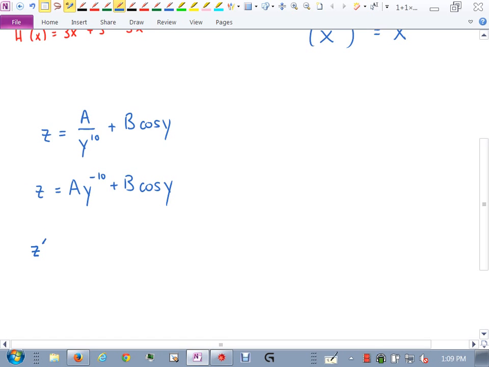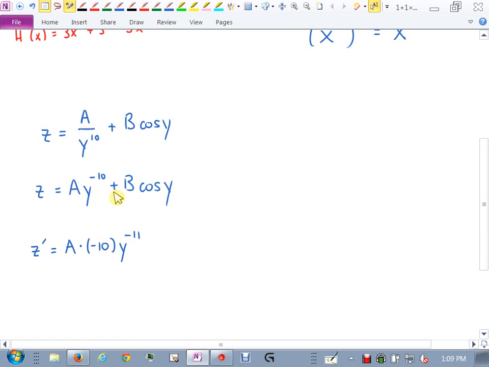So z prime is equal to, now what happens when we have constants in front of a function? They just come down, just comes with it, right? If it's constant by itself, the derivative is 0, but that a is not by itself. So a is here. Now, what's the derivative of y to the 10th? Negative 10 y to the negative 11. And that's it. That's the derivative of this first part.